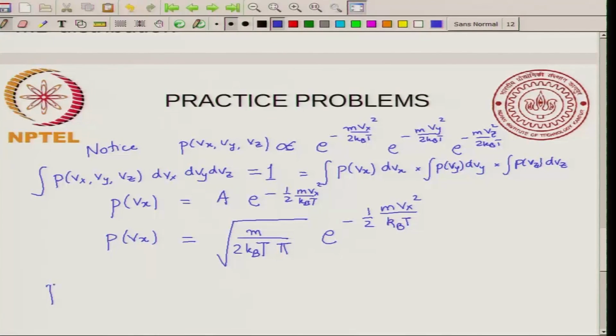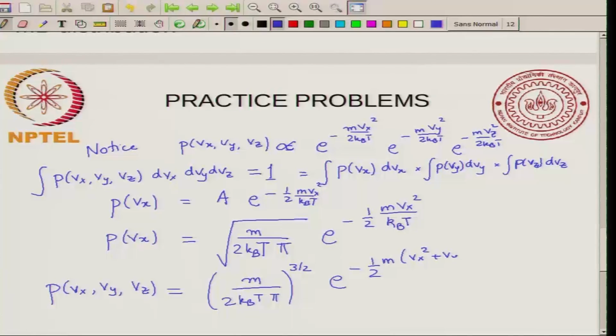and so I can write P of Vx, Vy, Vz is equal to m by 2 pi kBT raised to 3 by 2, okay, because I will get a half factor from each of them, and I will have e to the minus half m Vx square plus Vy square plus Vz square divided by kBT. Okay. So, this is the normalized Maxwell-Boltzmann distribution of velocities.